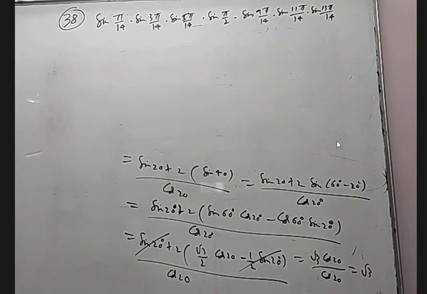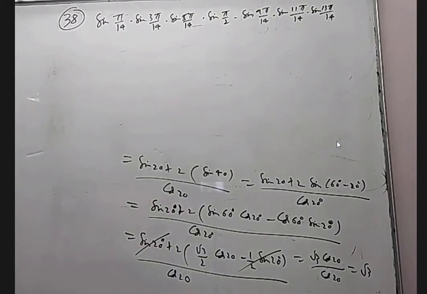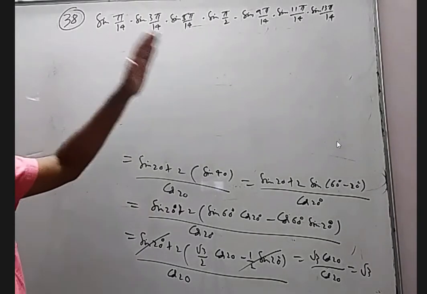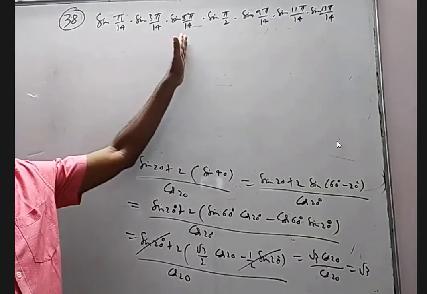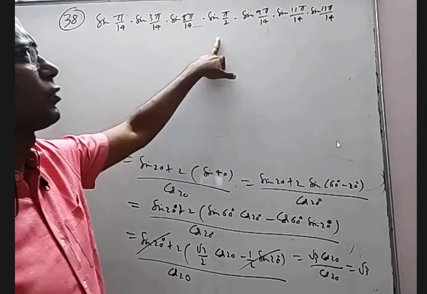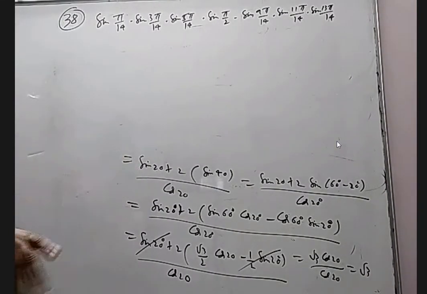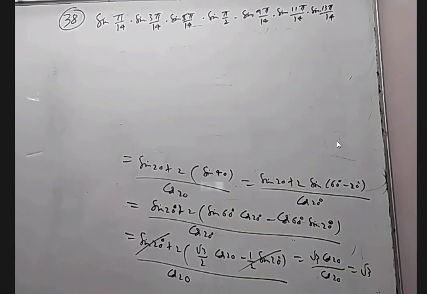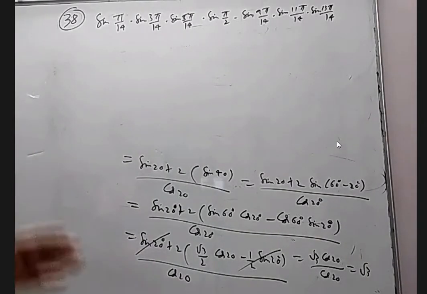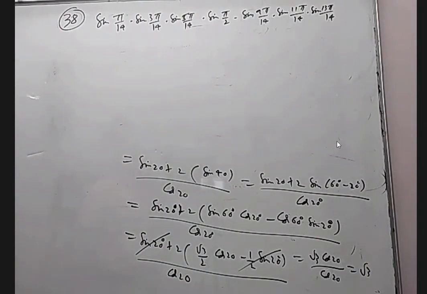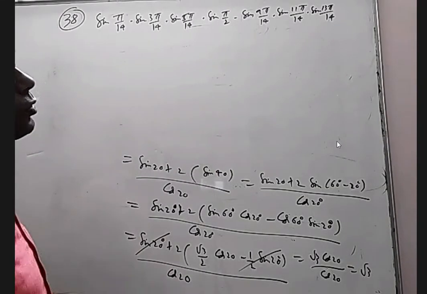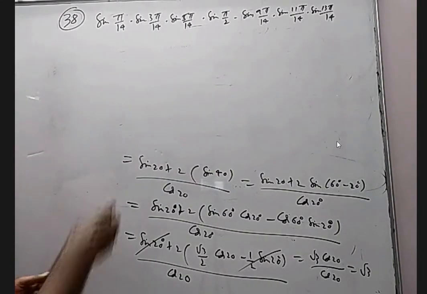So here we have a total product of 7 things: sin pi by 14, 3 pi by 14, 5 pi by 14, up to 7 pi by 14, which I wrote as pi by 2. There is no standard procedure for this. Whenever you have a product of many things, you can either use the CS method, or write cos of many angles where every angle is double the previous angle, or use sin theta into sin 60 minus theta into sin 60 plus theta. Here 60 doesn't have much role, but before that you can notice one thing.